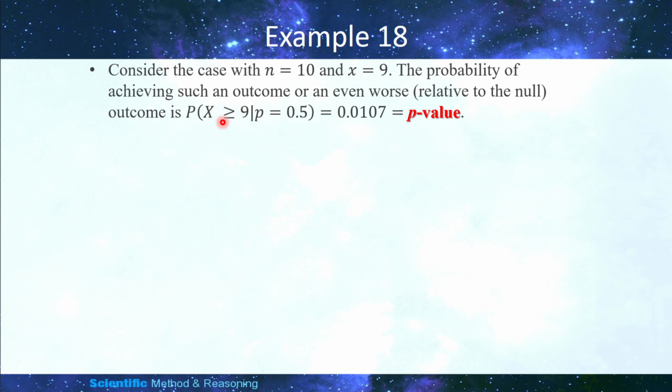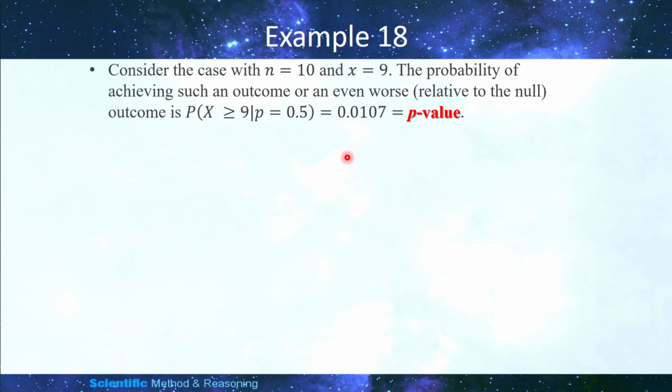So this associated probability is the probability of x greater than or equal to 9 under the null hypothesis is true with p equals 0.5. Remember, the stroke stands for the condition that the null hypothesis is true, where p equals 0.5. Now this probability is 0.0107 based on the binomial probability calculation, and you don't have to know how to calculate this probability. And this is what we call the p-value.